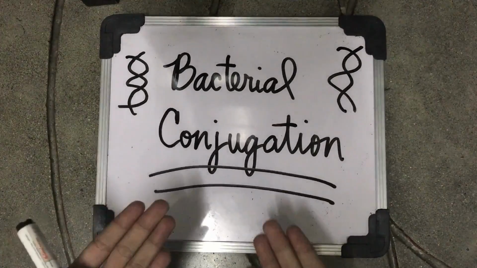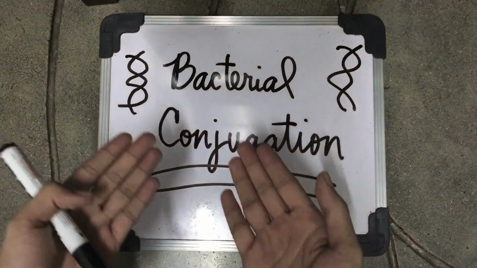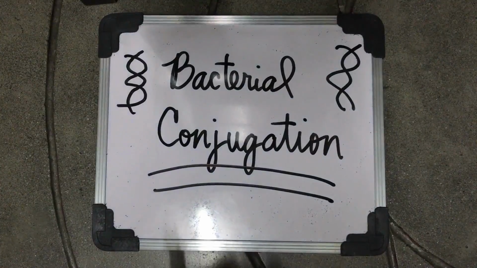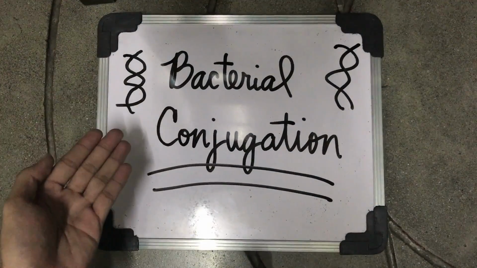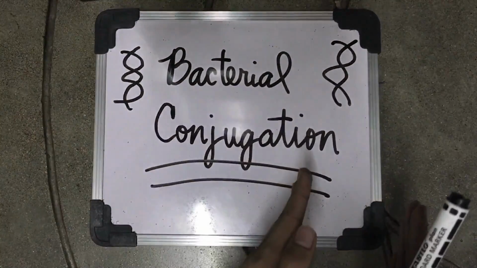Hi there! Today, we are going to talk about bacterial conjugation. Bacterial conjugation is a transfer of DNA by direct cell-to-cell contact.